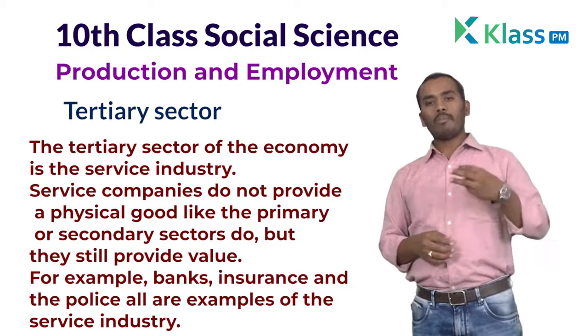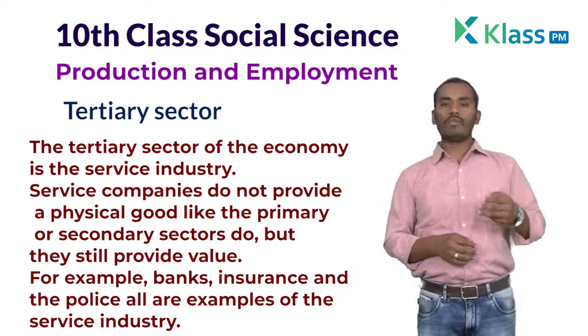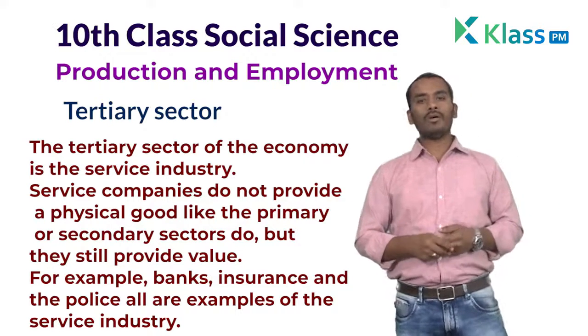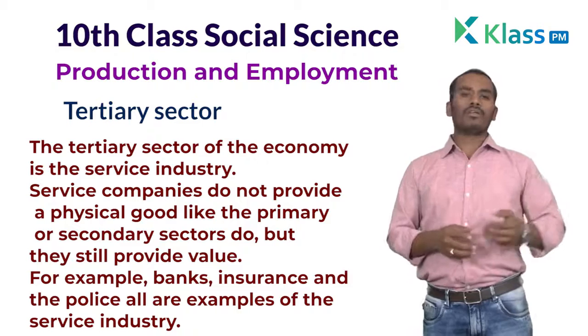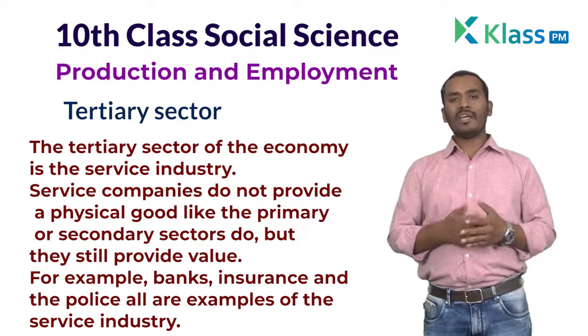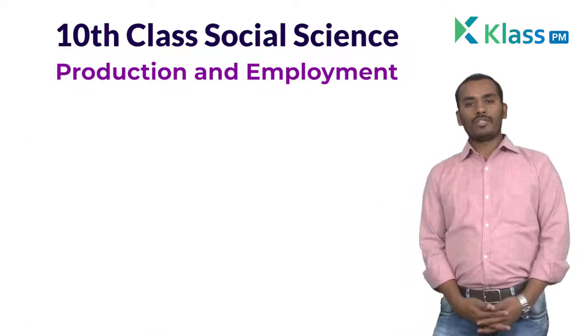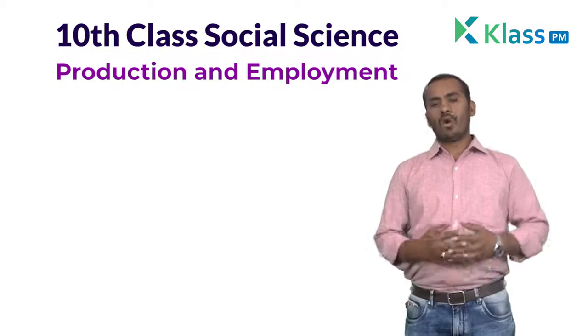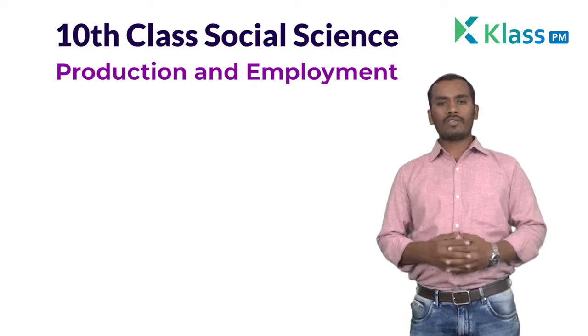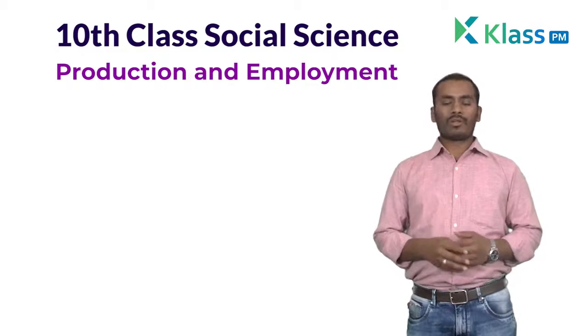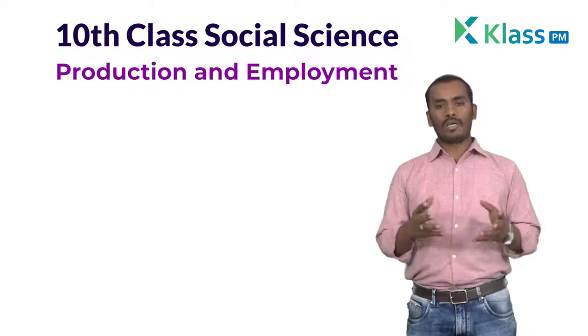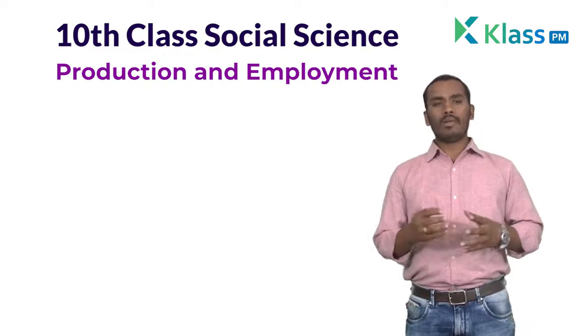So these are the three basic occupational structures of any economy in the world: primary, secondary, and tertiary sector. About these in detail we will be learning in our upcoming topics. So in our previous lecture we have learned about the occupational structure as well as the sectors of the Indian economy. What are the sectors, how they work, what are the things included in that, we have learned.